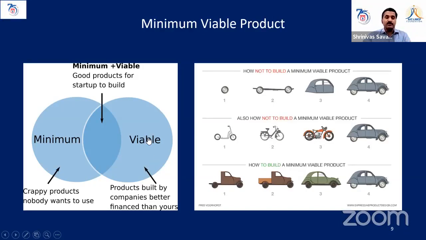You are having those features which you are trying to bring into the product, which your competitors may already have, or you want to bring more features than your competitors. But then there has to be balance. So the features and the viability have to be brought into this product. That becomes your minimum viable product. So this is just an example, a diagrammatic representation.